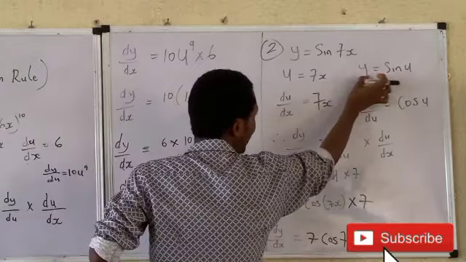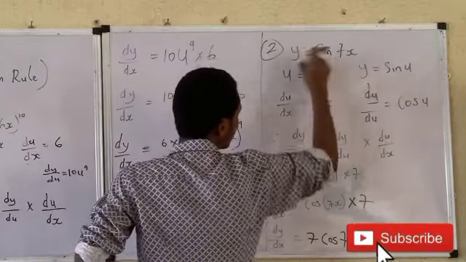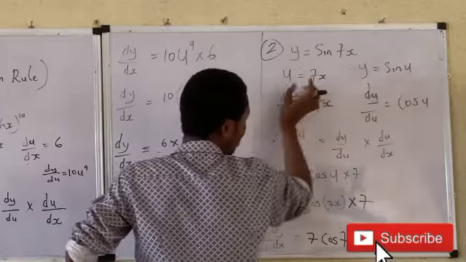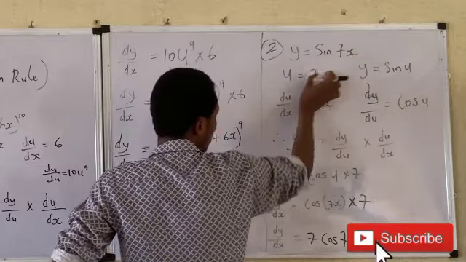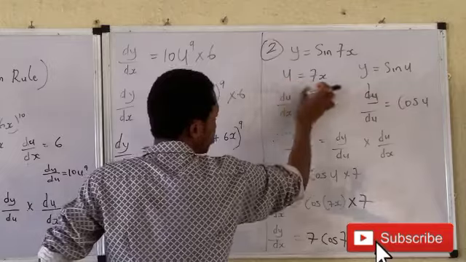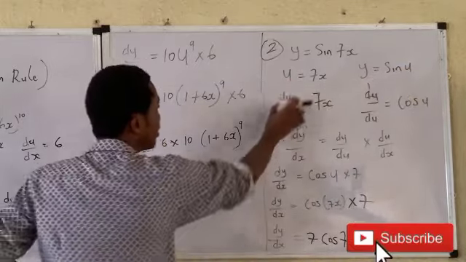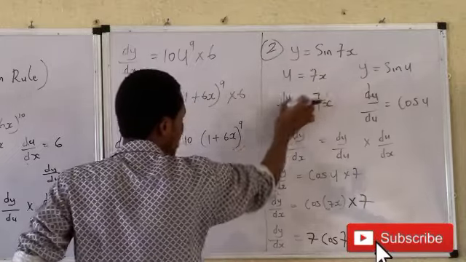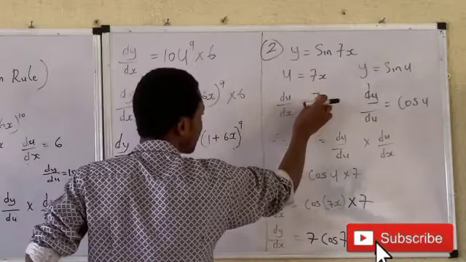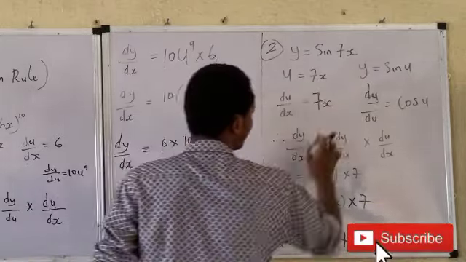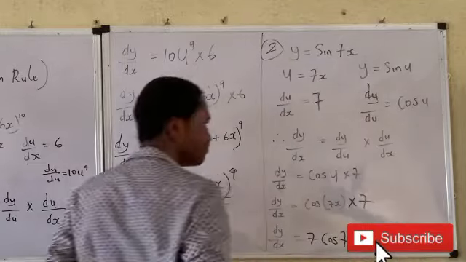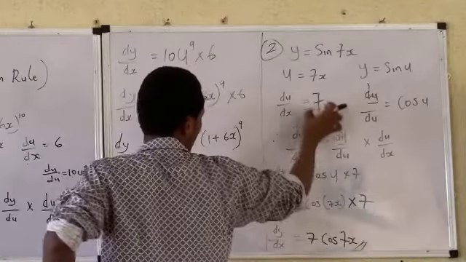Now, y equals sine of this u. Put it here. Remember here it was 7x. Since we took this one as our u, now it will be y equals sine u. Now, differentiating u with respect to x, du/dx equals 7. Differentiating 7x will give you 7.